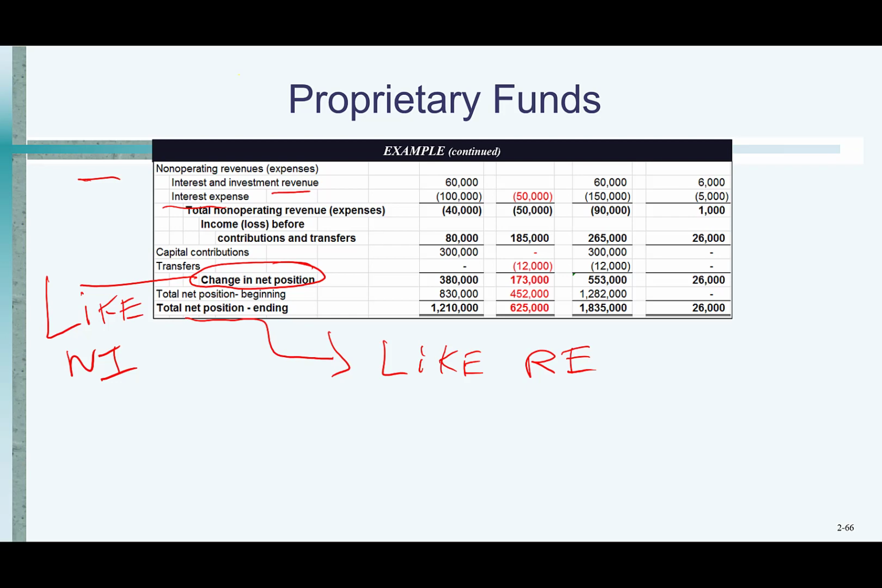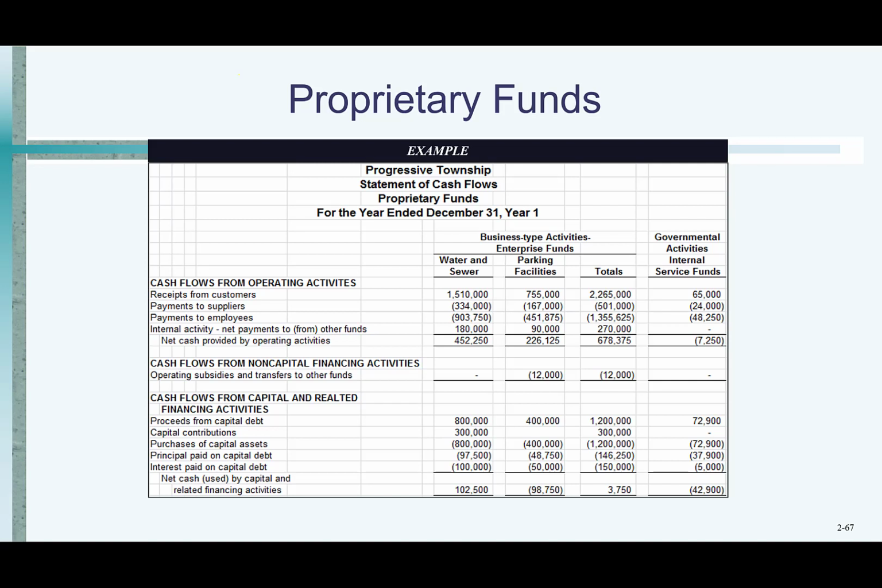Net position is like retained earnings, right? Okay, good. The statement of cash flows is only prepared by the proprietary funds. We'll jump more into the statement of cash flows in Chapter 7. We only prepare a statement of cash flows out of the proprietary funds. The governmental funds, the fiduciary funds, the government-wide statements do not have a statement of cash flows. They're the only ones that prepare a third statement. Everyone else, it's two statements, a balance sheet and an income statement, right?